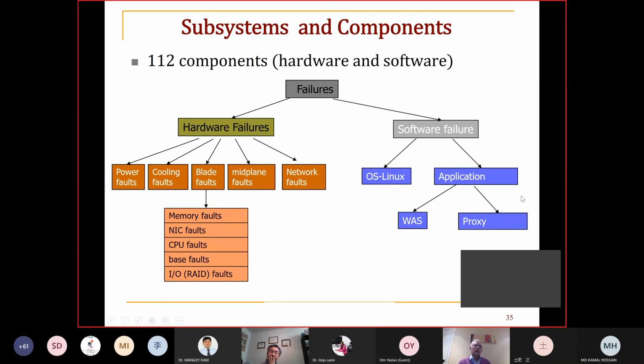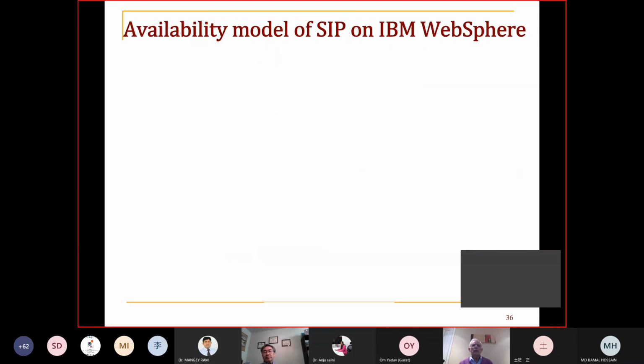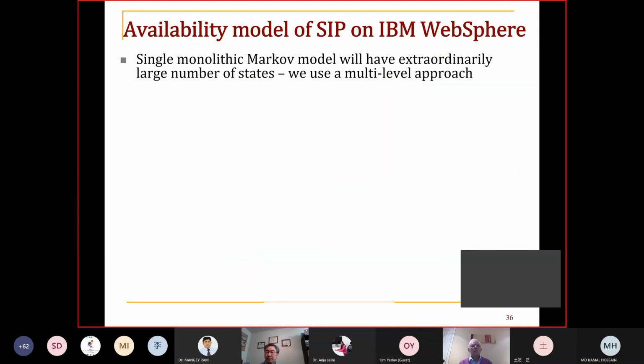After having gotten the information about each component that can fail, I wanted to ask them about the recovery from those components. Before we go on, I would also like to mention that a single monolithic Markov model will have an extraordinary number of states, at the minimum 2 to the 112, but a lot more than that. So we have to use something else. We use a multi-level approach.